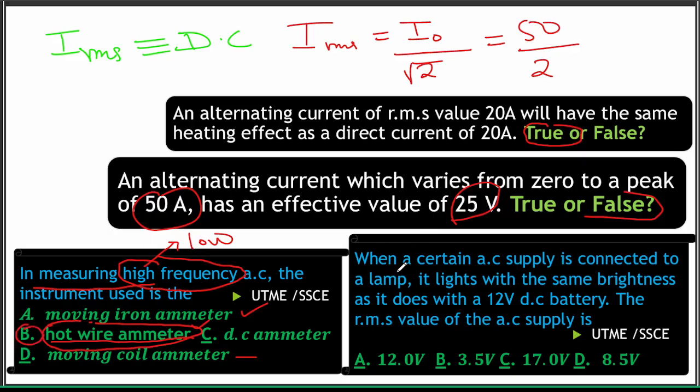Okay, the final one: when a certain AC supply is connected to a lamp, it lights with the same brightness as it does with a 12 volt DC battery. The RMS value of the AC supply is what? Is the same thing, the same 12 volts. Remember that the DC equivalent of AC is the root mean squared value.